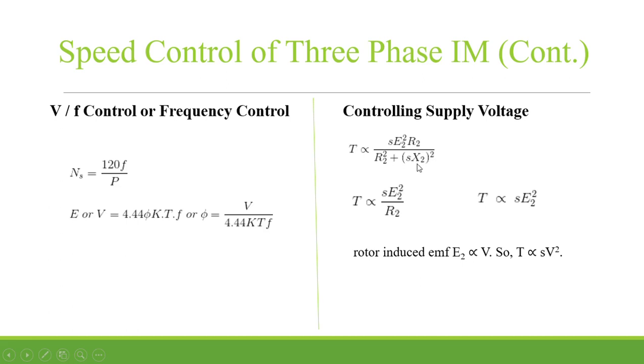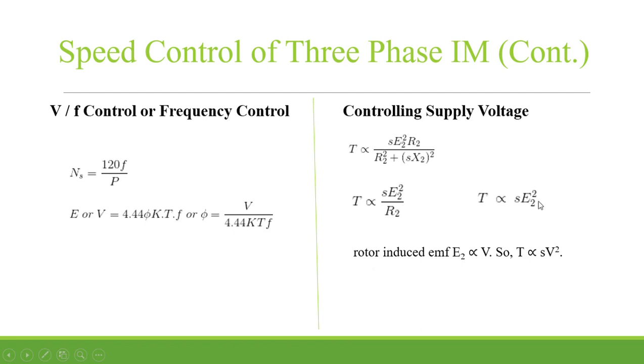Okay, so this s into x2 square will be much lower, so we can neglect this portion. So the torque will be just s E2 square R2 upon R2 square, which equals s E2 square upon R2. The rotor resistance is also very small, so we are not changing it, so we don't bother with the rotor resistance. So torque is directly proportional to s into E2 square.